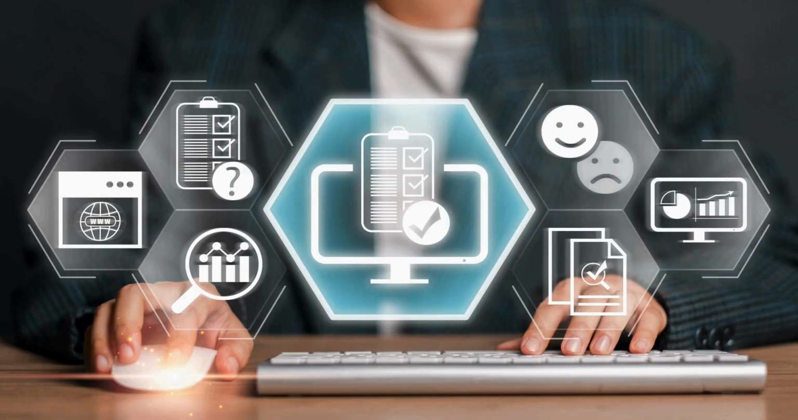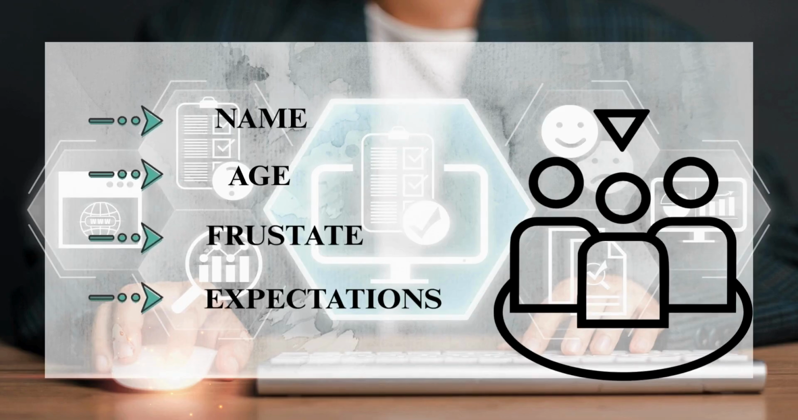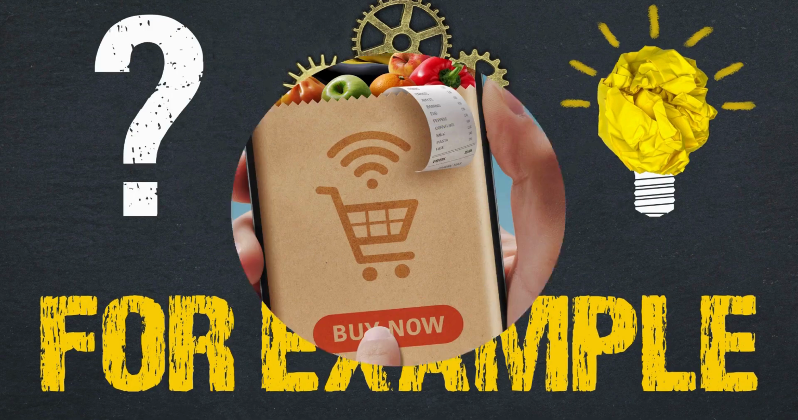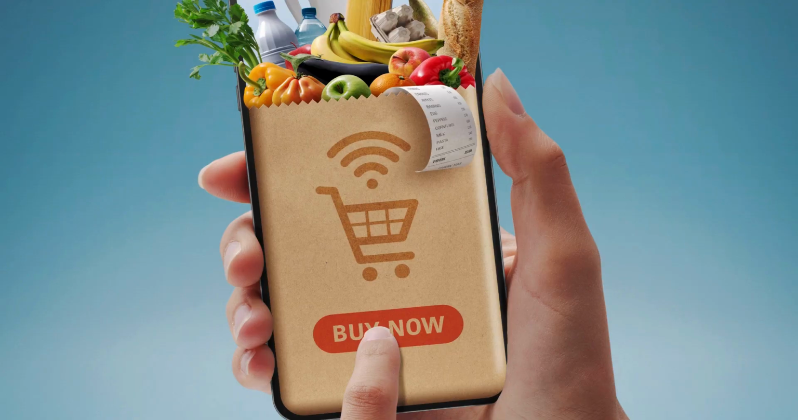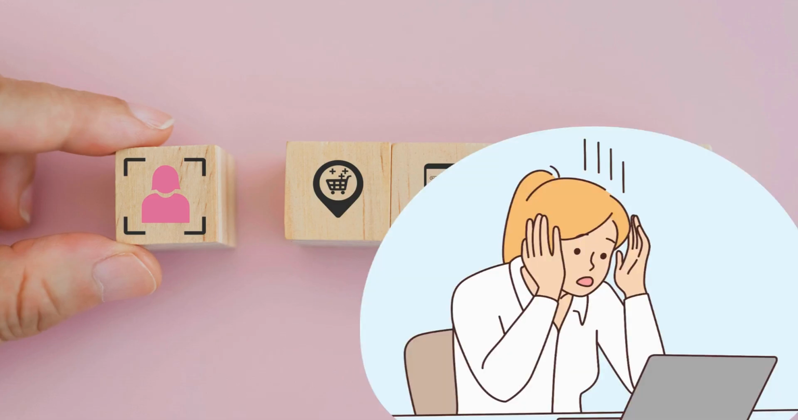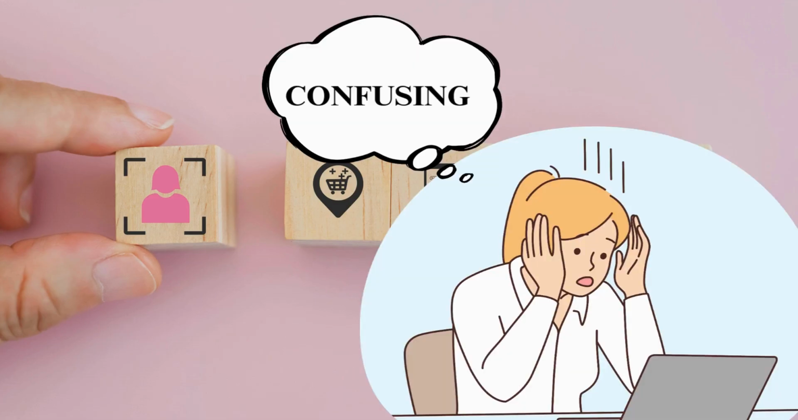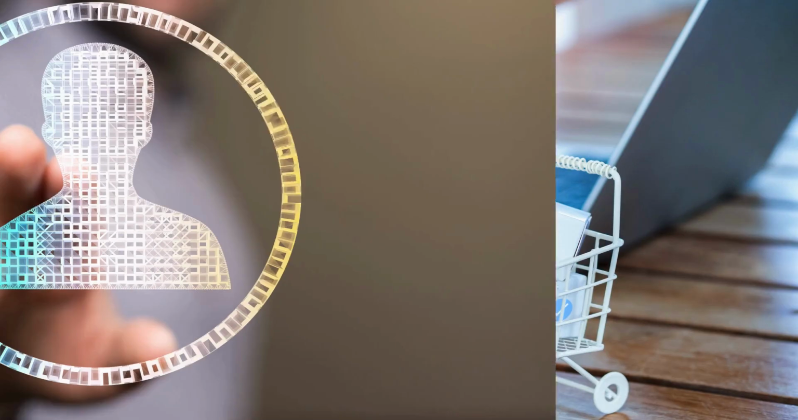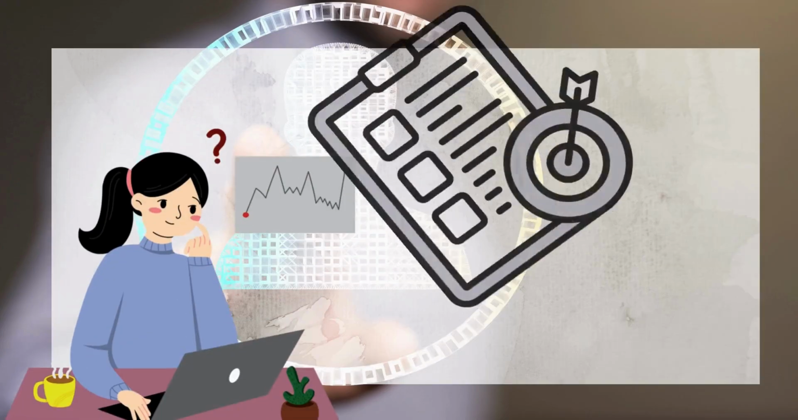A good persona includes things like their name, age, what they want to achieve, what frustrates them, and what they expect from your app. For example, let's think we are designing an e-commerce app. A persona might look like this. Ria, age 25, loves online shopping but gets frustrated when apps have confusing navigation or too many steps during checkout. This small profile gives you a clear target.